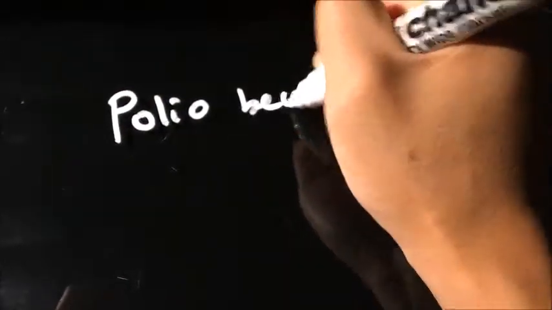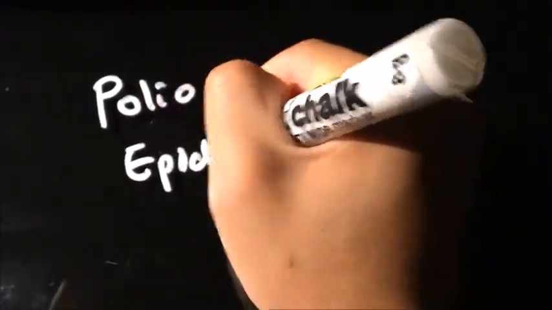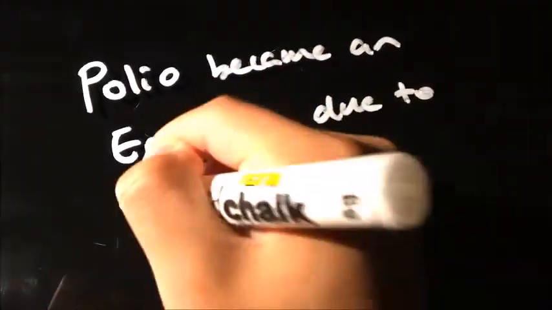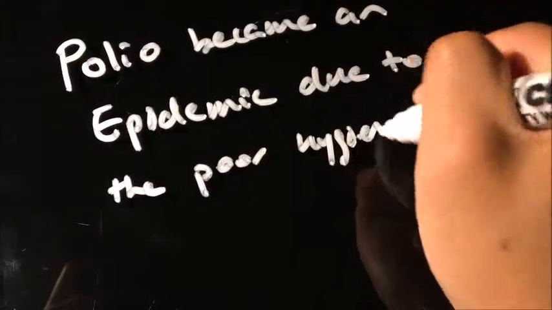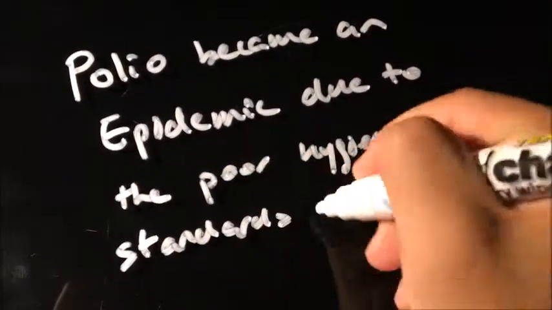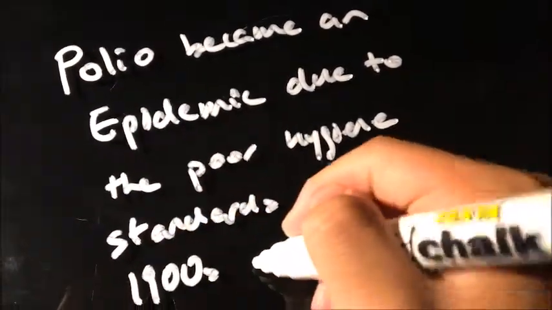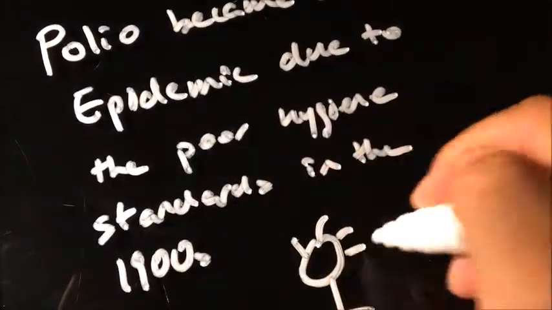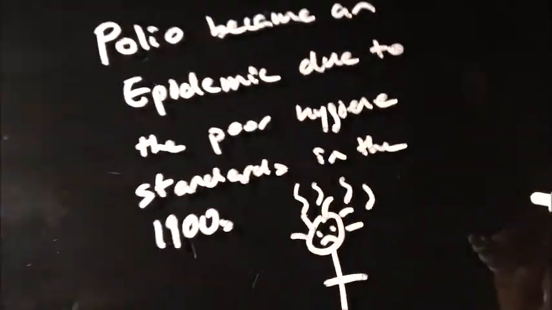Reasons why polio became a disease are the poor hygiene standards in the 1900s. Also, since the virus attacks the nervous system, there were no real symptoms that stood out immediately, meaning that people at the time who were infected could have spread the disease to more people unknowingly.